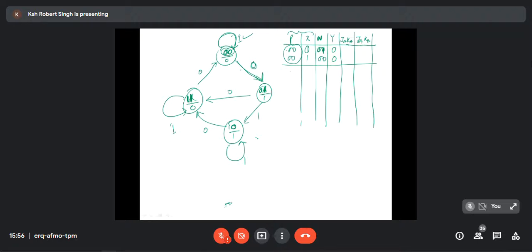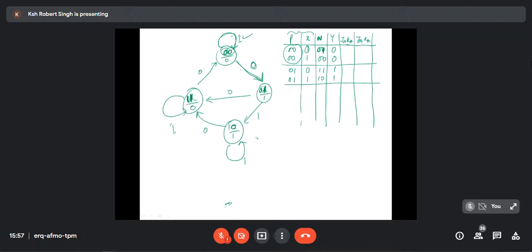And now let's say the state 0 1. What happens? Output will be, when 0 1, it will always be 1. You can directly write. And then next step, 0 1 when input is 0, it goes to 1 1. 0 1 when input is 1, it goes to 1 0. Yes, like that.